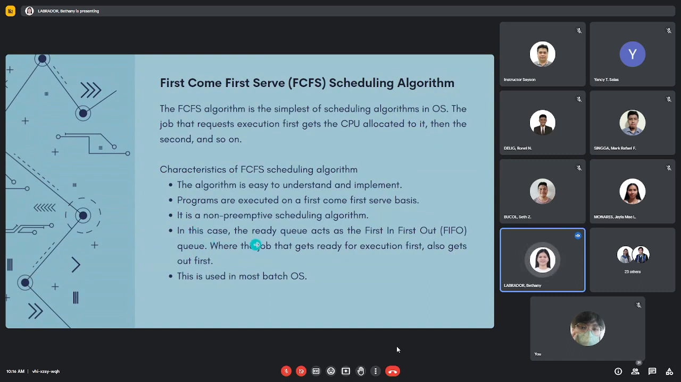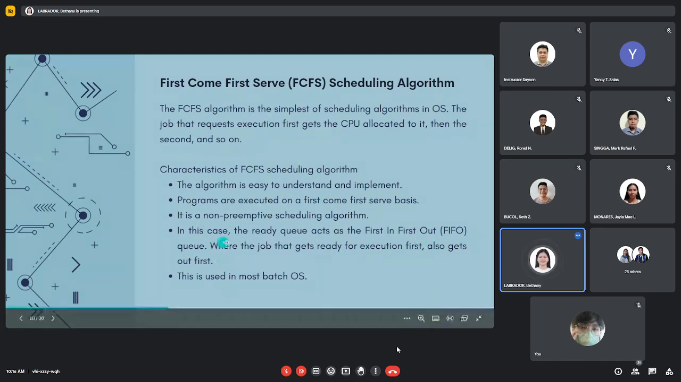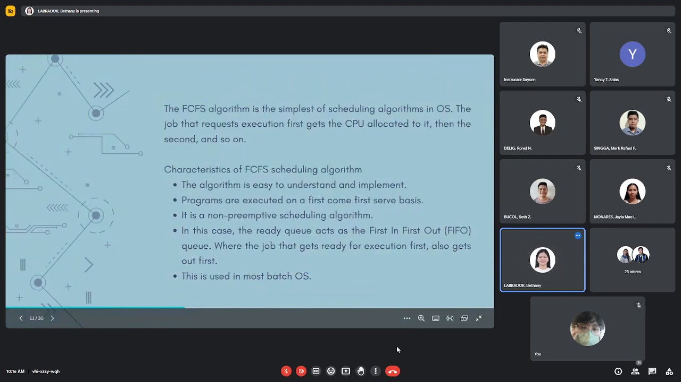Next, in this case, the ready queue acts as a first in, first out queue, where the job that gets ready for execution first also gets out first. Then lastly, this is used in most batch OS.